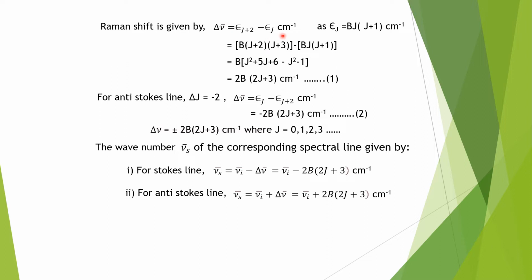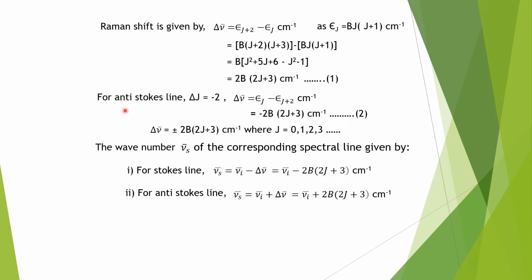Now as epsilon J is given by B into J into J plus 1 centimeter inverse, for this epsilon J plus 2, we will express it in the form of B into J into J plus 1. So here for J we will write J plus 2, and for J plus 1 we will write J plus 3, minus epsilon J, which is given by B into J into J plus 1. So if you solve these brackets, you will get the equation as 2B into 2J plus 3 centimeter inverse.